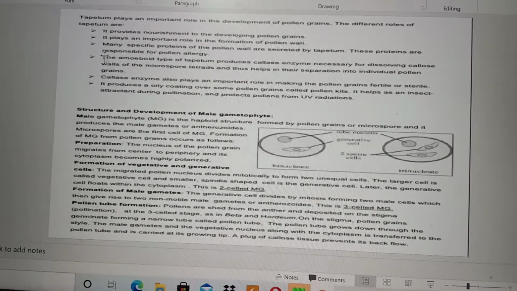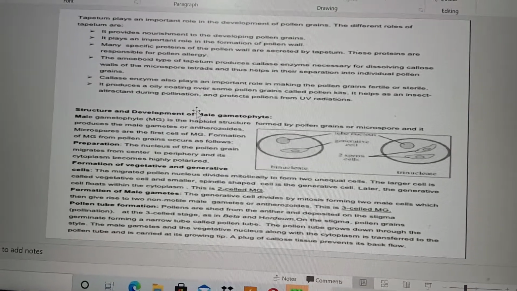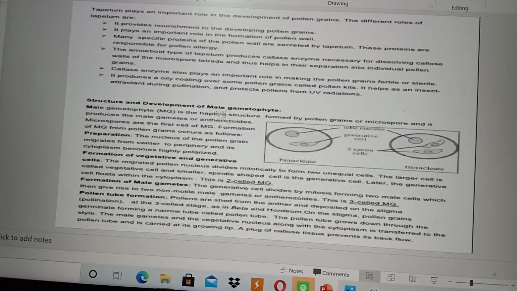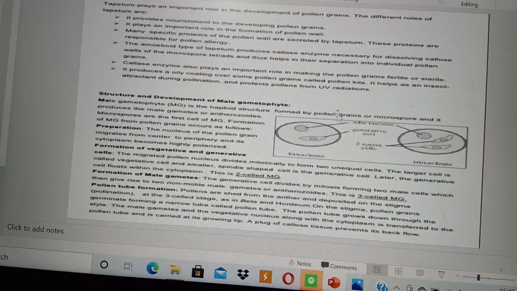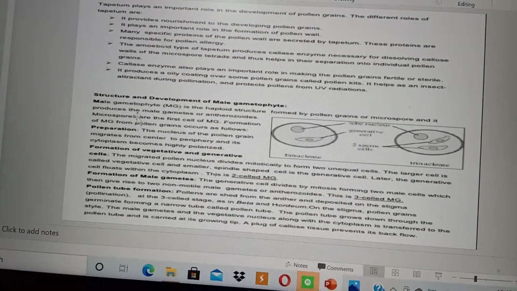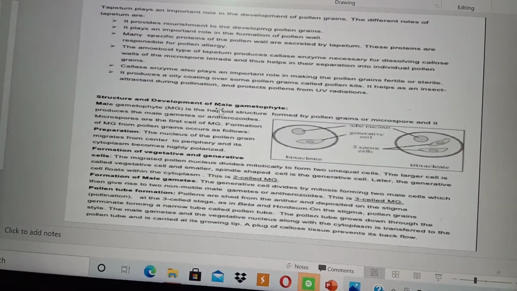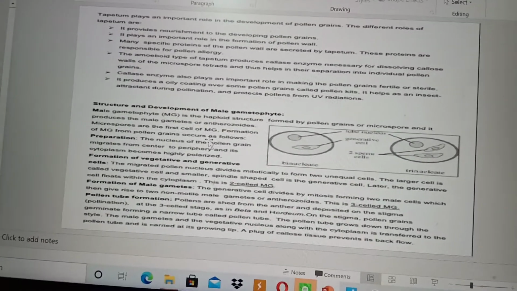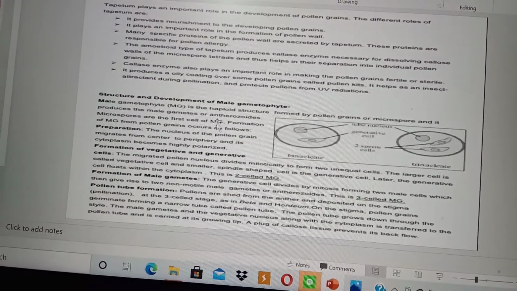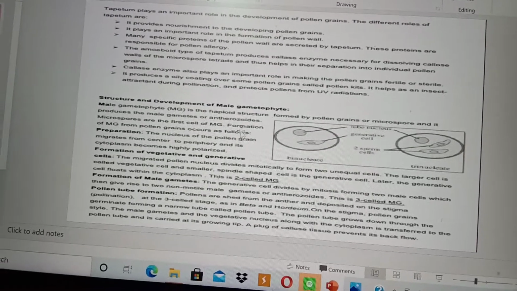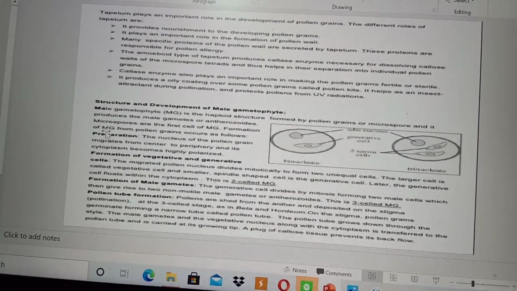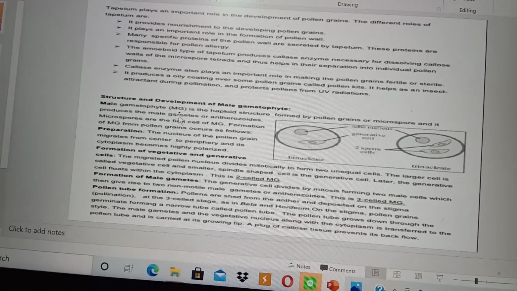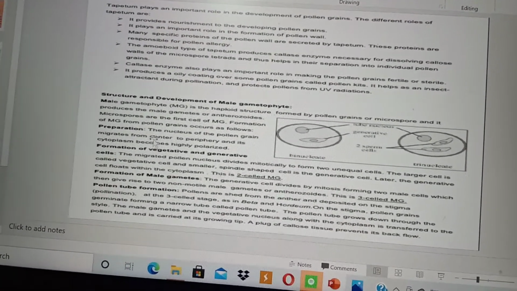Then what is the structure and development of the male gametophyte? How does it develop? The male gametophyte is the haploid structure formed by the pollen grain or microspore, and it produces the male gametes or antherozoids. The microspore is the first cell of the male gametophyte. Formation of the male gametophyte from the pollen grain occurs as follows.